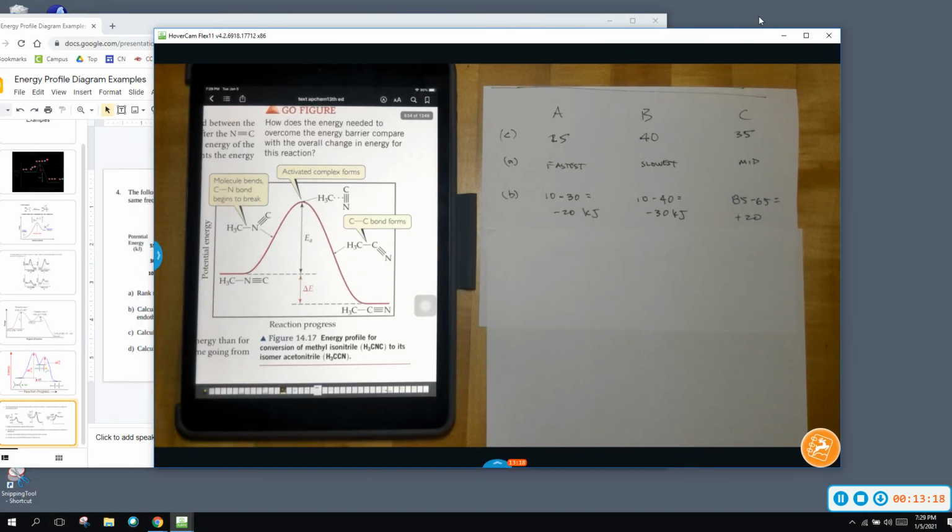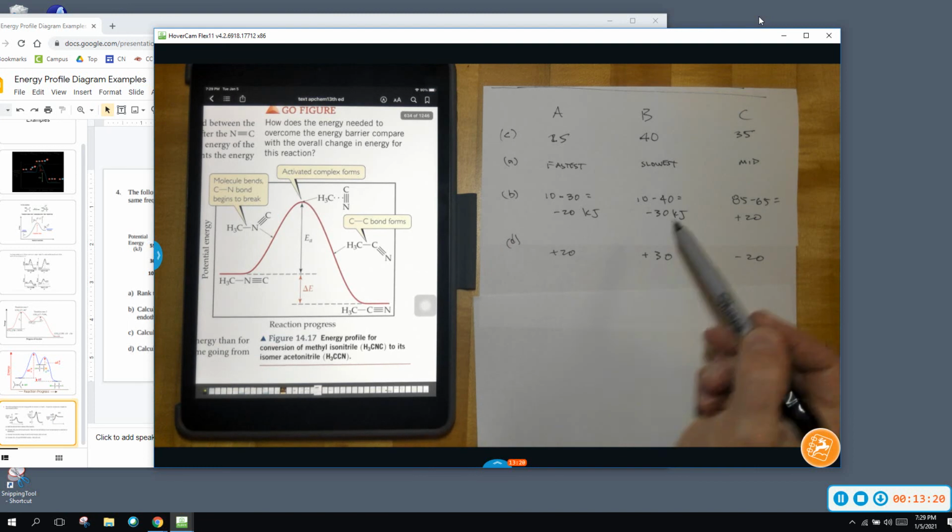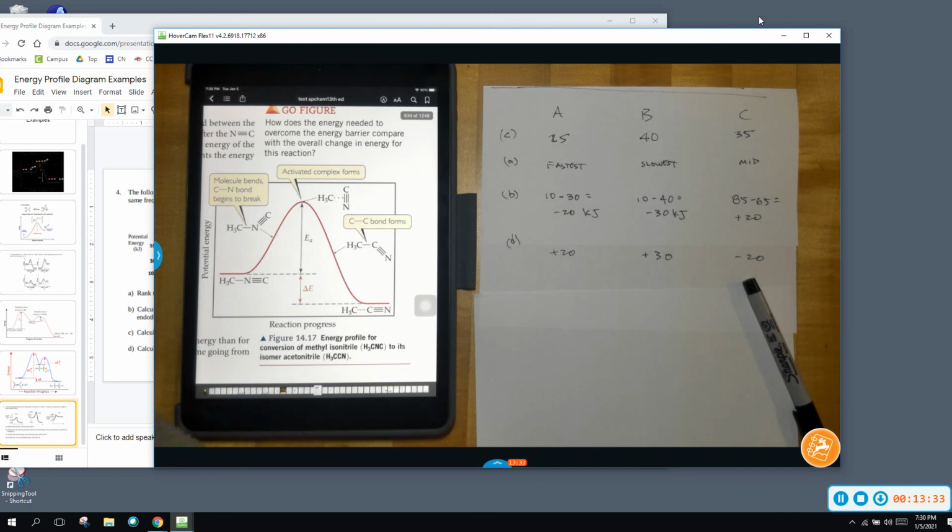So you can see mine for D right here, they're just the opposite of each one. And of course kilojoules would go on there for each one of the labels for each amount of energy. And you can see the backwards is the opposite of the forward direction. All right, there's a little bit on reaction coordinate diagrams or energy profile diagrams.